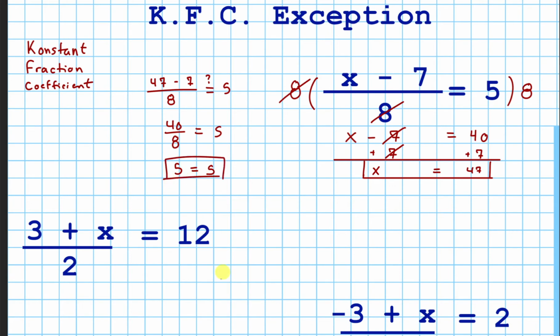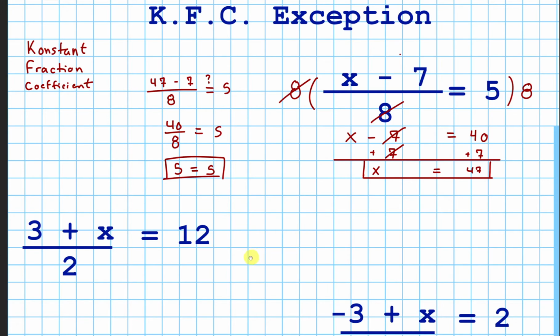We found the solution. So what's the takeaway here? The K.F.C. rule works 9 times out of 10, but there is one exception. And if you can learn to spot that exception, you'll be just fine. The exception to the K.F.C. rule happens when the constant is on top of the fraction. When the constant is on top of the fraction, we eliminate the fraction first.